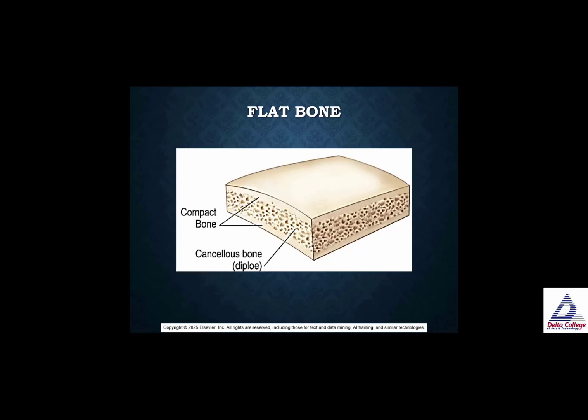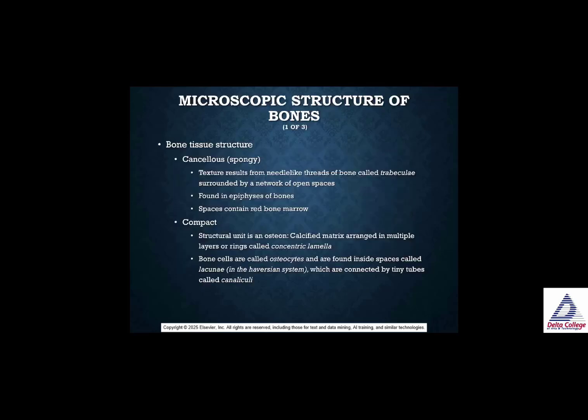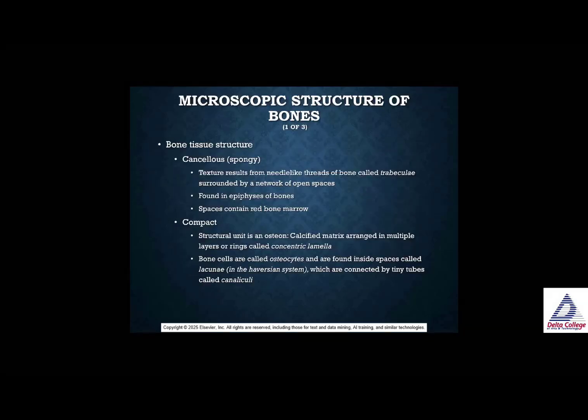So you can see here the two layers of compact bone, and then you'll see the cancellous bone or the diploë in the middle, where it's more spongy looking, of the flat bones. Now let's get into more of the microscopic structures of bones. So bone tissue structure, we have cancellous, which is spongy, and the texture results from needle-like threads of bone called trabeculae that are surrounded by a network of open spaces. Found in the epiphysis of bone, so the ends, and the spaces contain red bone marrow.